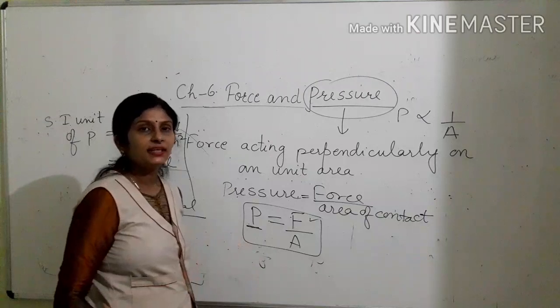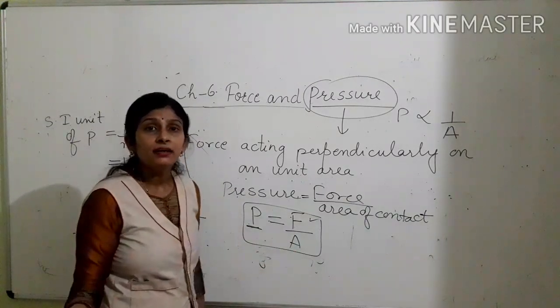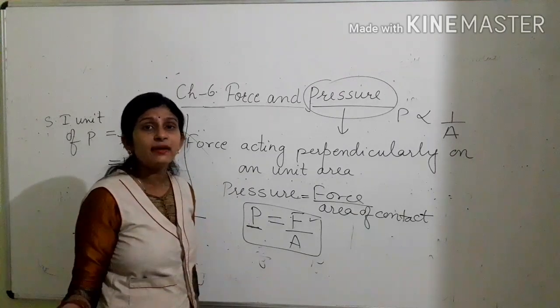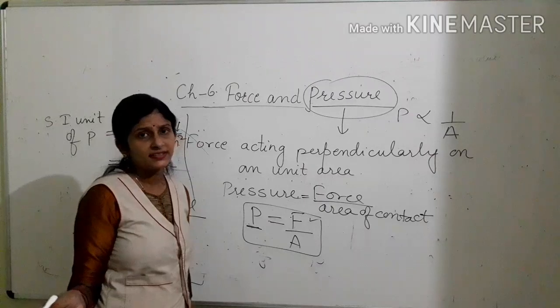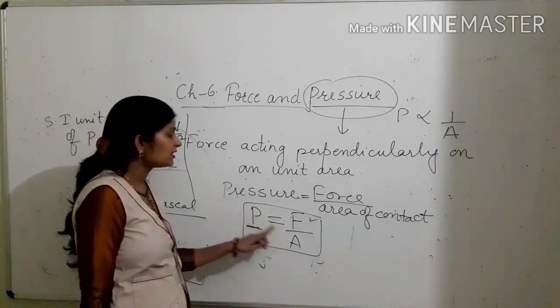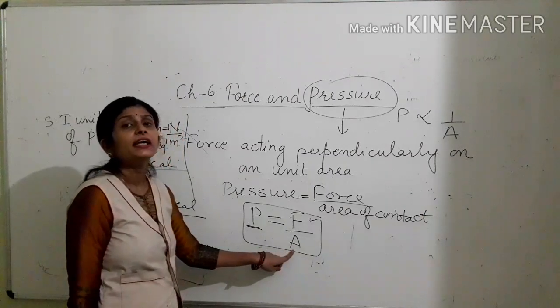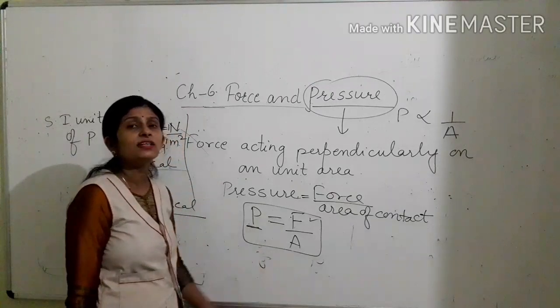Okay, let us consider there are two cases. In both the cases, the forces acting on the objects are the same, constant, meaning the same forces are acting on the objects. So for the same force, pressure is inversely proportional to the area. They have inverse proportionality, they have an inverse relationship.